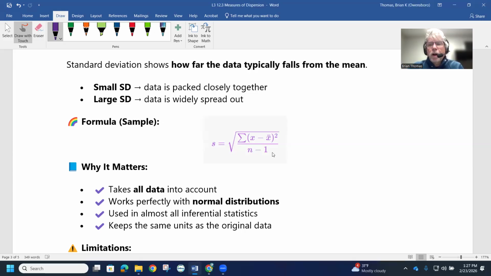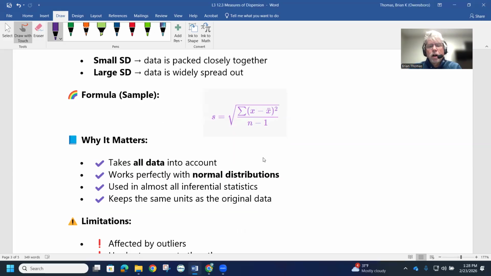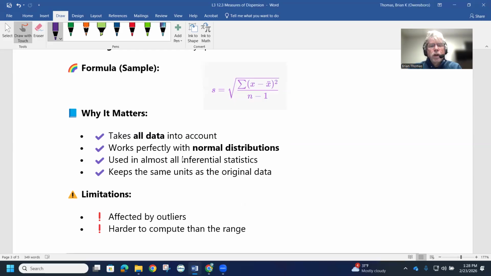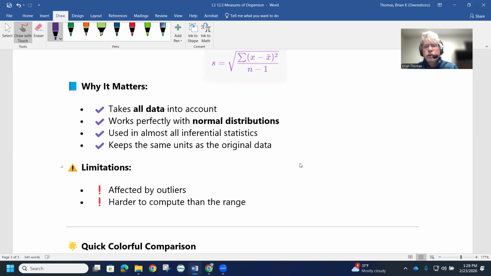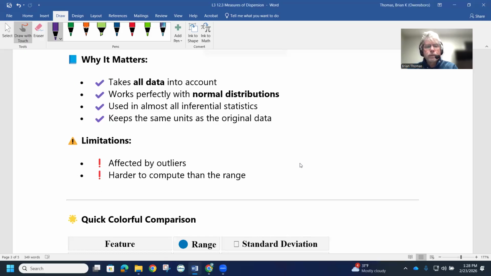So it's a very powerful formula because it takes into account all of the data. It works perfectly with what we call the normal distribution, so it's used almost always. It's important in what we call inferential statistics. So it really gives us a way to look at the data with respect to the mean. Also, it keeps things in the same units as the original data. So if we're talking about a mean salary, if our data is in dollars, the standard deviation is also in dollars. That's very, very powerful.